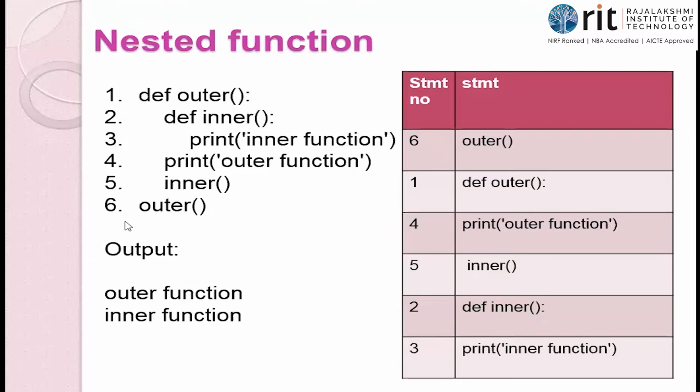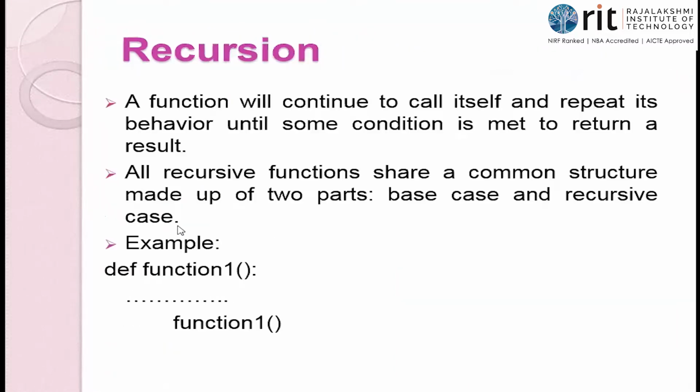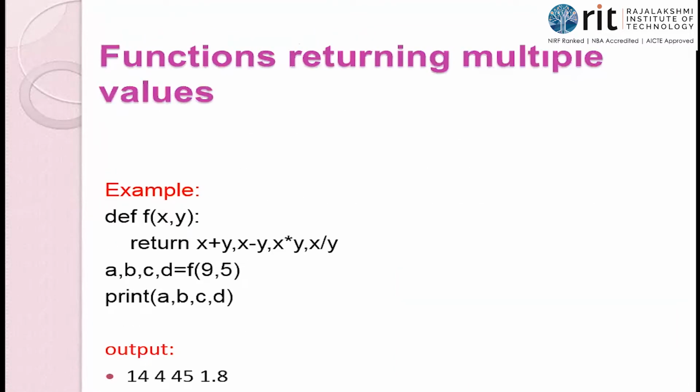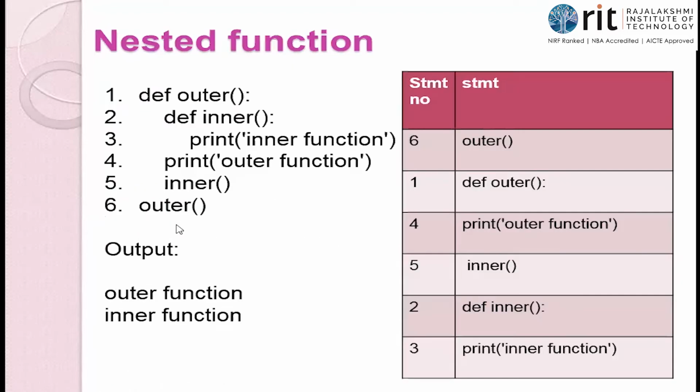Now look at the 6th line. I have outer and then brackets alone. So obviously it is a function call. When you look at the execution flow, the first line that will be executed by the interpreter will be this outer function call, because def will be skipped off by the interpreter, isn't it? So the first line that gets executed by the interpreter is this outer function call.